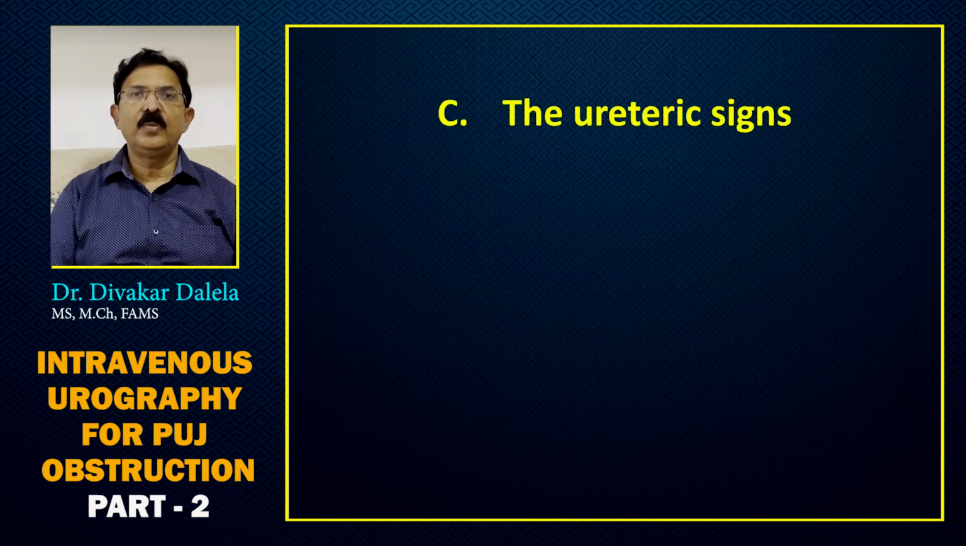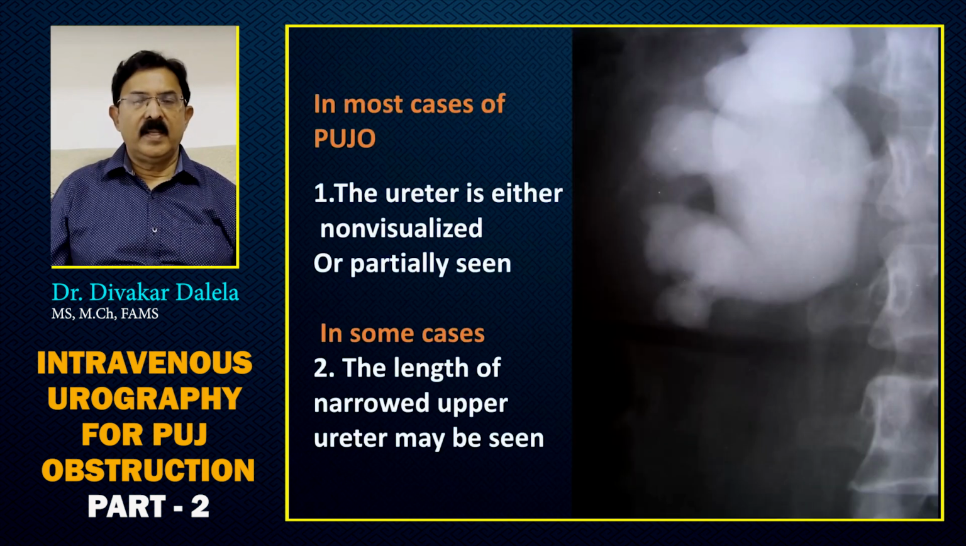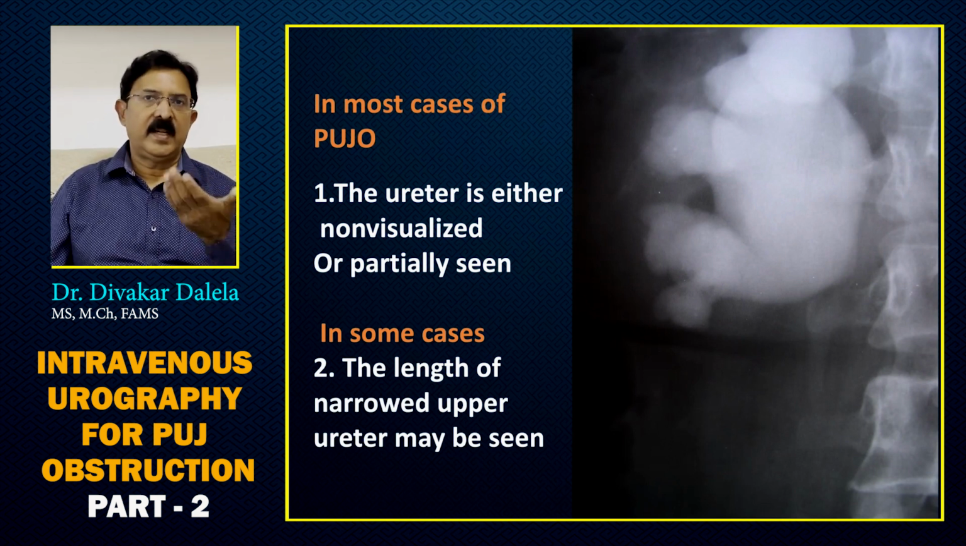Next, you should move to the ureteric signs. In most cases of PUJ obstruction, the ureter is either not visualized or is partially seen. This is because of obstruction at the pelvic ureteric junction. The contrast stays back in the pelvis and calyx, and that's the kind of picture that you get. But in some patients, contrast will trickle down in the narrow ureter and come down to the lower ureter, and you may see a narrowed upper ureter.